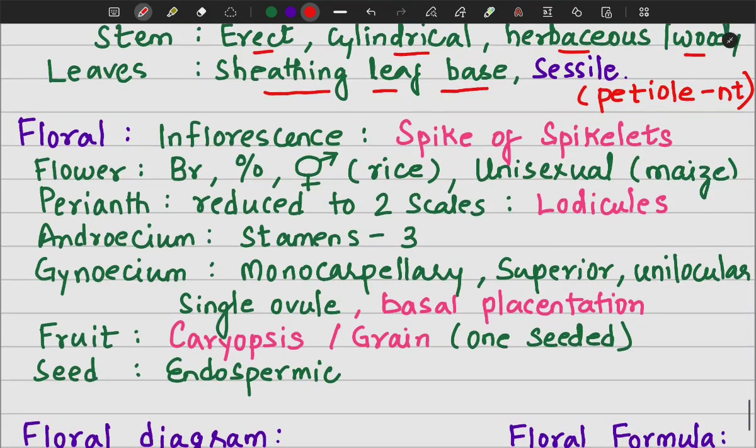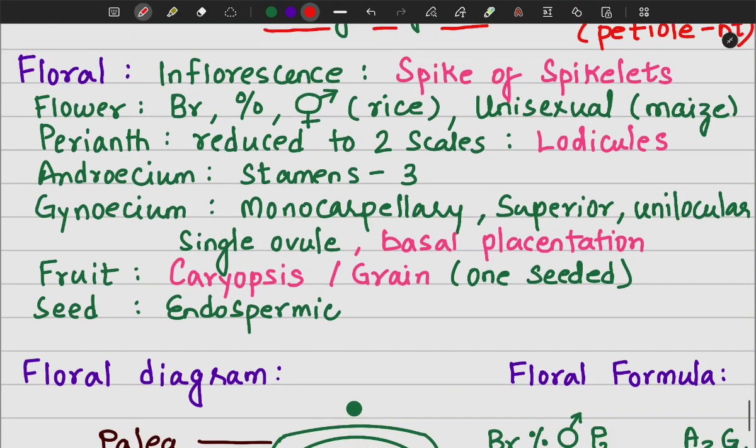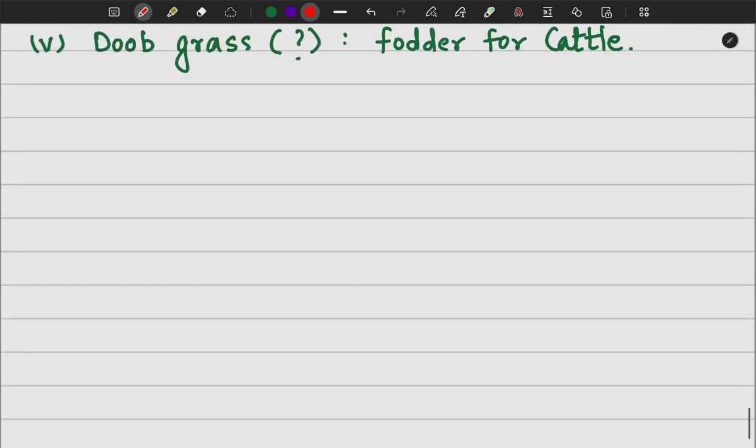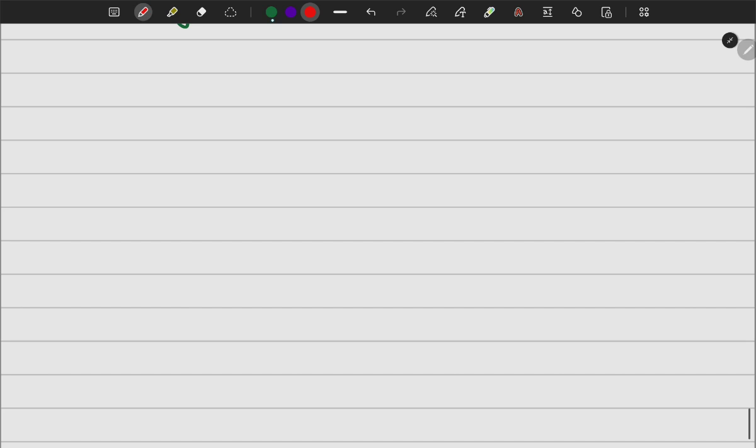Now let us look at the floral characters. So if we talk about inflorescence, then a special type of inflorescence called spike of spikelets will be seen here. What is spike of spikelets inflorescence? So you must have seen the plants of wheat, and if you remember, the inflorescence somehow looks like this. So there will be a main stalk or axis, and on this axis different spikes would be there.